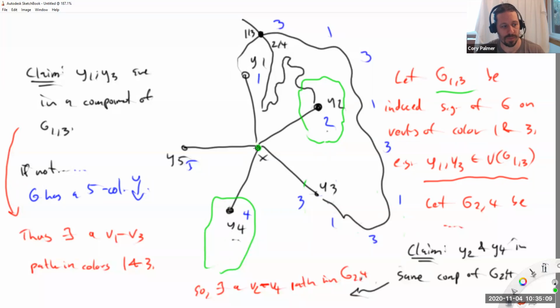Either way, you free up a color for X, okay? These paths, these 1,3, 1,3, 1,3 paths, are called Kempe chains, okay? Kempe was the inventor of this proof here, so the technique is called Kempe chains. And actually we've seen them before. Like I said, in Brooks's theorem, we actually use this technique as well.